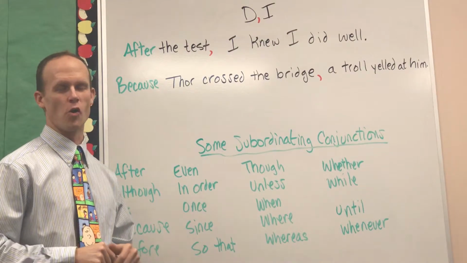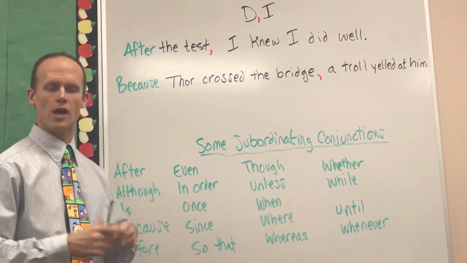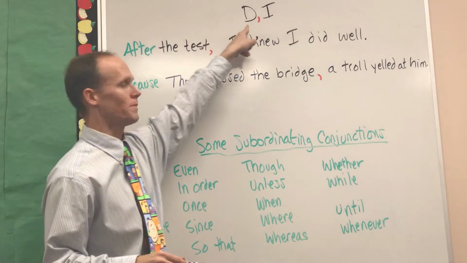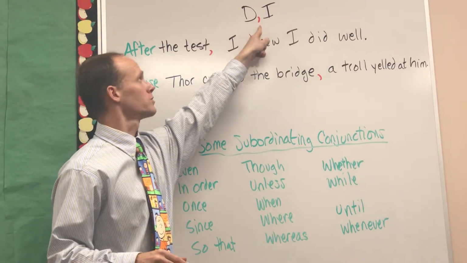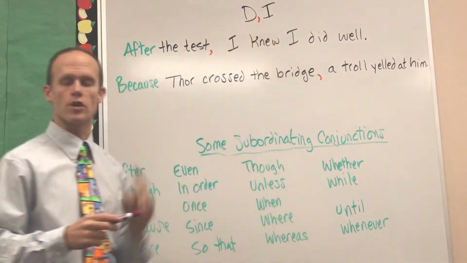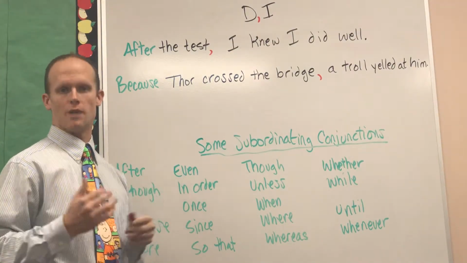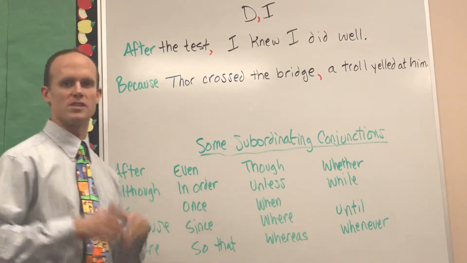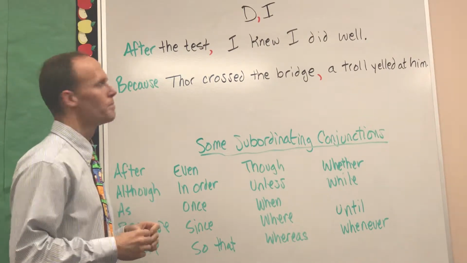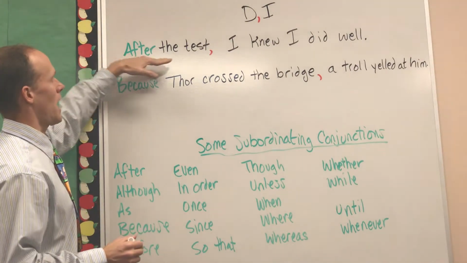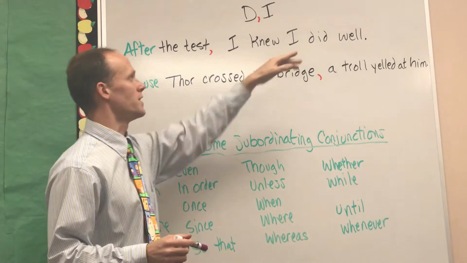All right, so we are going to continue now talking about our sentence formulas. This time we're going to talk about the dependent clause, comma, independent clause formula. So dependent clause, comma, independent clause sentence formula, D, comma, I. So here we go. We begin with: After the test, comma, I knew I did well.